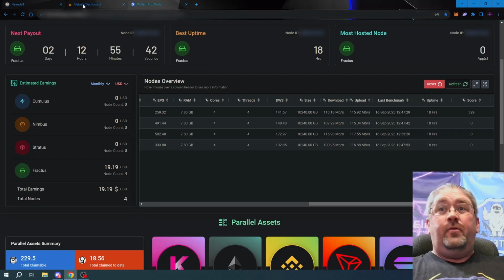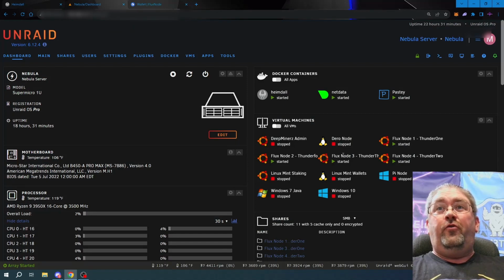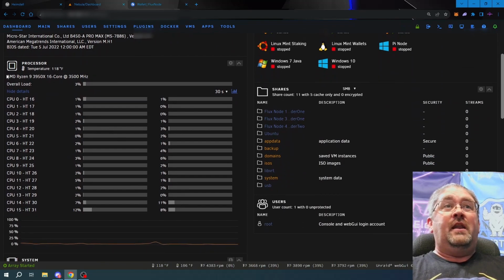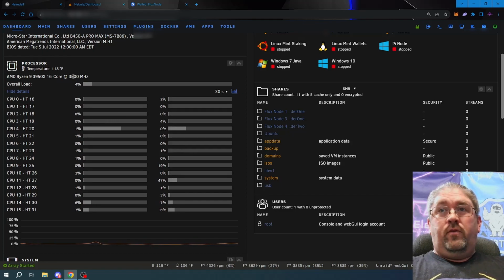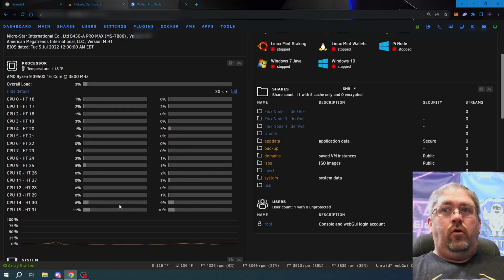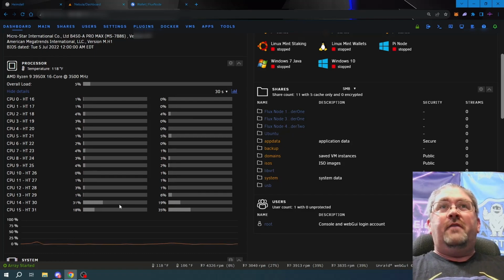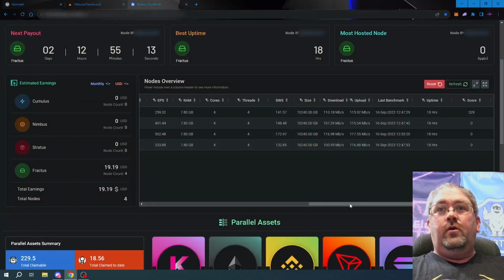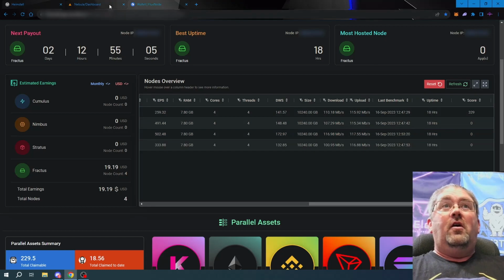Now, if I switch over to Nebula, which is my Unraid server, which is hosting my four Flux nodes, you can see I am running an AMD Ryzen 9 3950X CPU in here, running at base clock speed, no PBO, no overclock, 3.5 gigahertz max. Now, normally you would give it 2 cores, 4 threads per each VM. And if you do that, your EPS goes from base to about 500 to 600 on each. It's massive overkill, especially when you're not doing any processing.